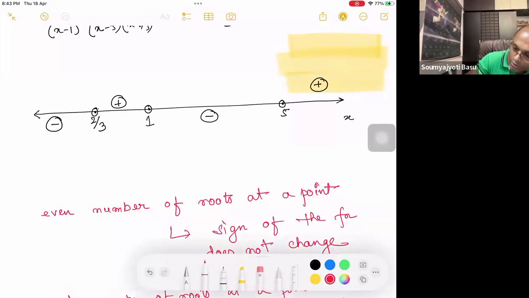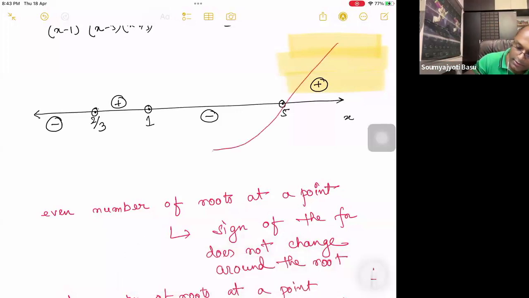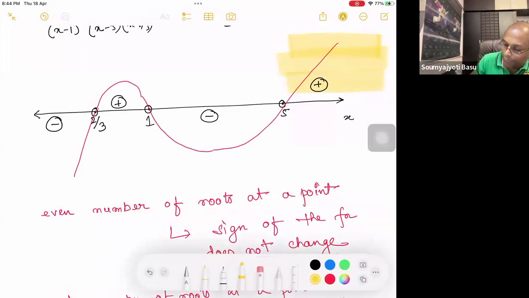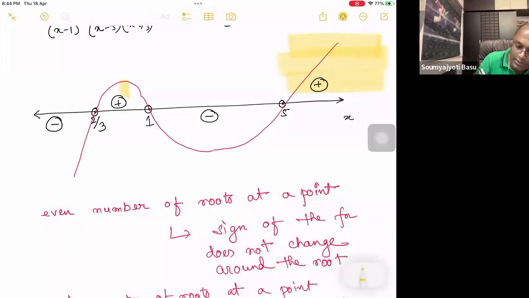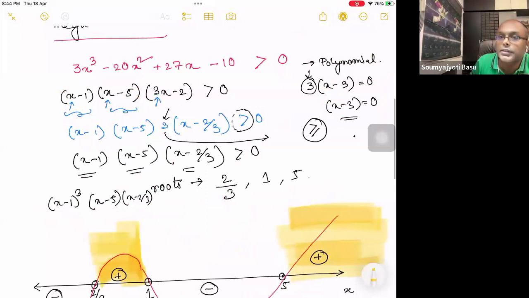It would look something like this. You don't need to plot the function. I am plotting it just to give you a view of this function. So I have got the positive zones. This is one positive zone, and this is another positive zone. So x lying between 2/3 and 1 and x greater than 5 are the two zones in this particular cubic equation where this polynomial is greater than 0.